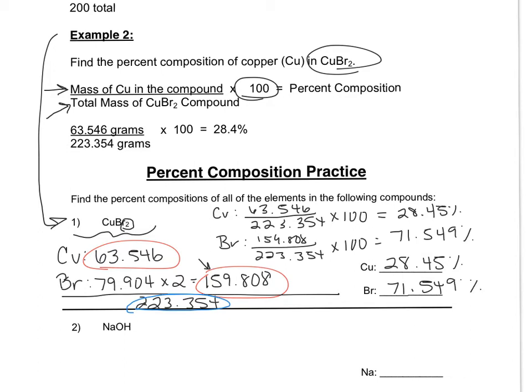If I look at copper bromide, actually it's copper 2 bromide, so it has those Roman numerals too. The copper in copper 2 bromide takes up 28.45% of the weight of the entire compound. The rest of the compound, 71.549% of it, is composed of bromine, so bromine's heavier. When you're trying to find the percent compositions, all you're trying to do is figure out how much each constituent weighs as a percent, based on the whole amount of the entire compound.